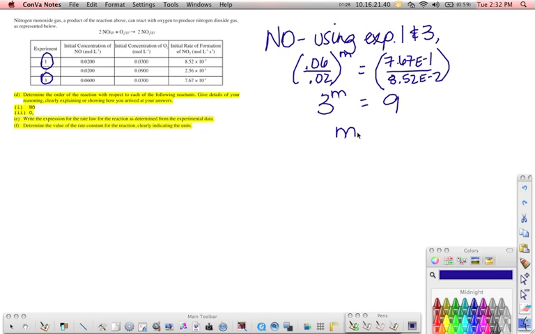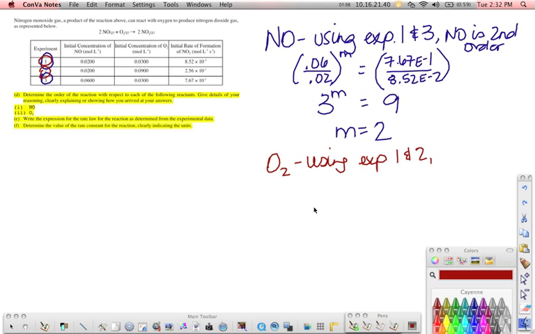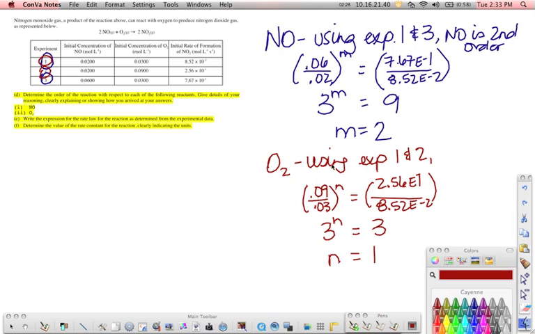Therefore, 3 raised to what power equals 9? m has to be 2. So using experiments 1 and 3, NO is second order. And then going on to the O2, we're going to be using experiments 1 and 2. So we're going to put oxygen is 0.09 divided by 0.03 raised to the n power is equal to the first rate, 2.56 e negative 1, and on the bottom is 8.52 e negative 2. So this again works out to 3 raised to some power is equal to 3. Therefore, n is equal to 1. So using experiments 1 and 2, oxygen is first order.